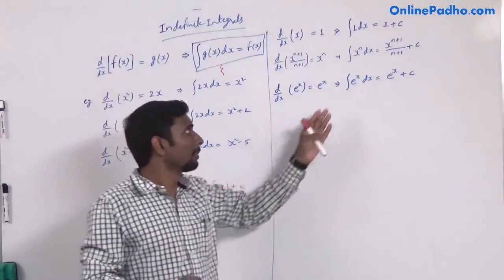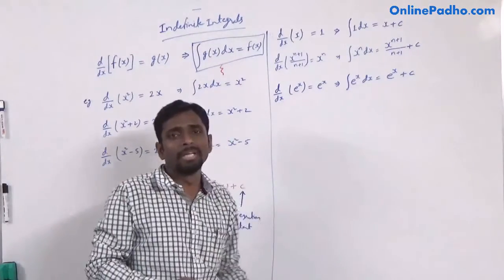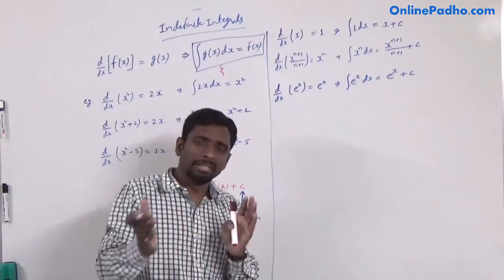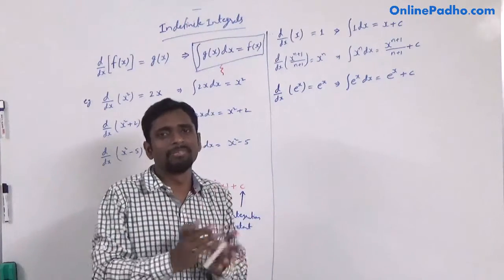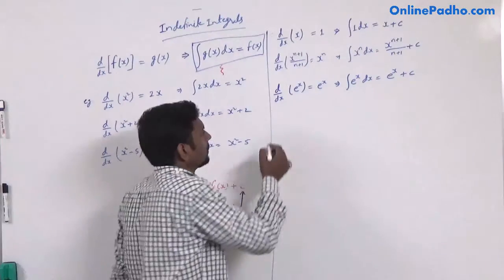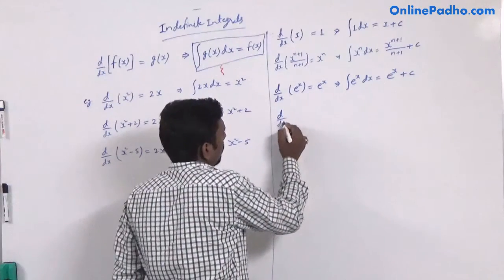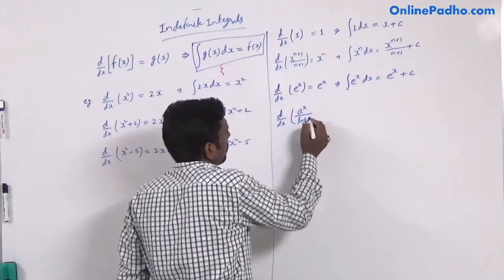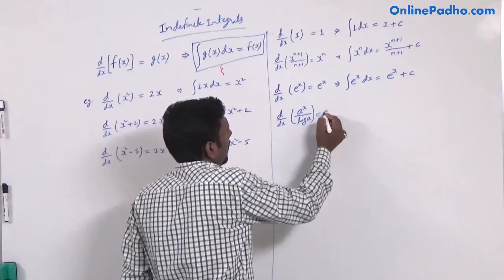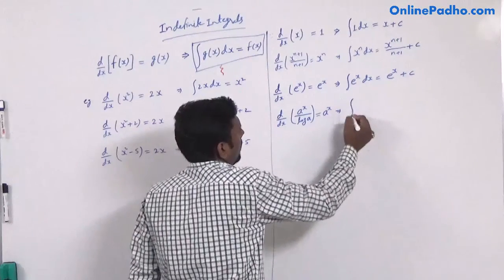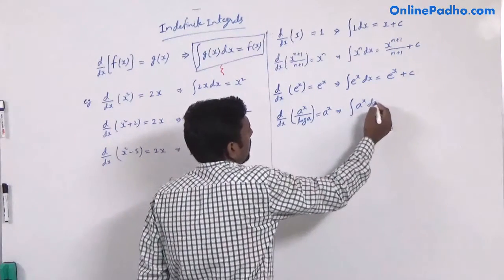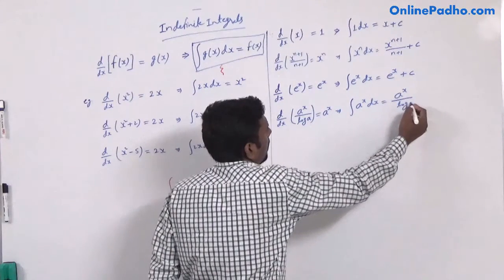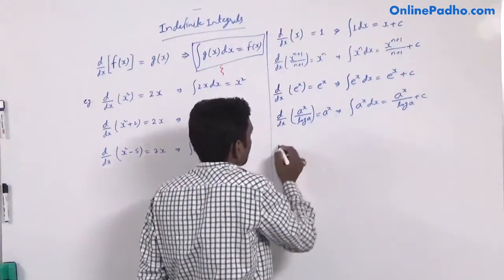We can derive more basic formulas of integration by this method. If you know the formula of differentiation, you can interchange the answer with the question, and you will get the formula of integration. So the differentiation of a to the power x by log a to the base e is a to the power x. So the integration of a to the power x with respect to x can be written as a to the power x divided by log a to the base e plus c.